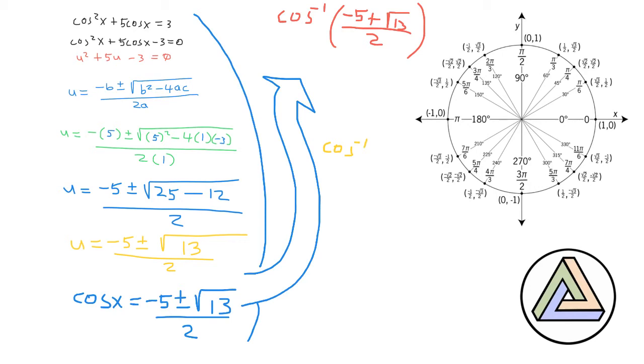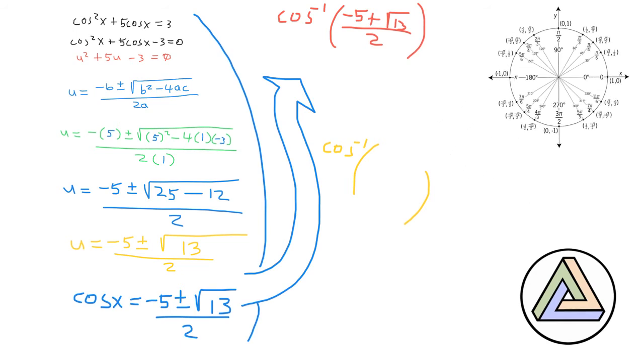And we're also going to have to contend with the inverse cosine of (-5 minus radical 13) over 2. And we're going to find out what each of these are now using your graphing calculator. So after using the calculator, I ended up getting 2.342 for this and undefined for this.